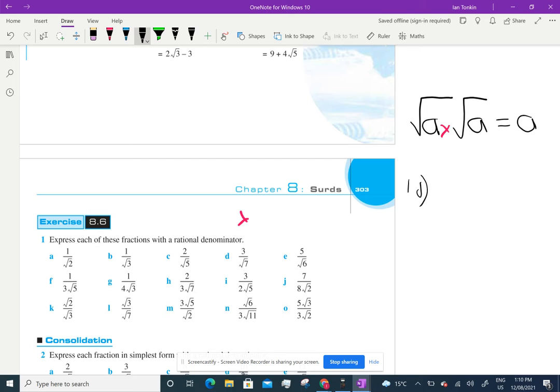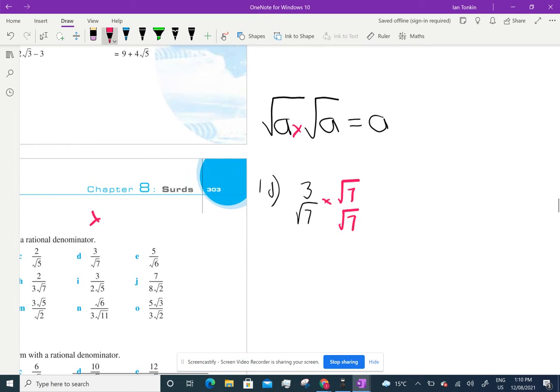So let's begin. So I'm looking at 1D. And what have I got? I've got 3 on root 7. So what I'm going to do is multiply top and bottom by root 7, by the surd that is on the bottom. Now, I haven't changed anything because root 7 on top of root 7 is just 1. So I haven't changed the integrity of the fraction, I've just changed how it looks. Now, 3 times root 7, that's pretty easy. 3 root 7. Root 7 times root 7 is 7.